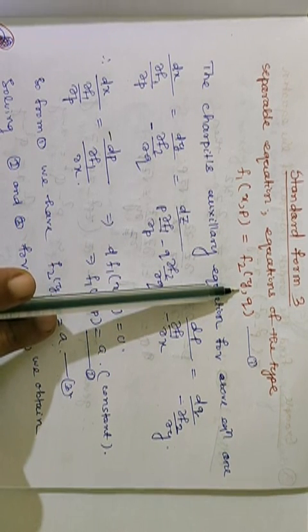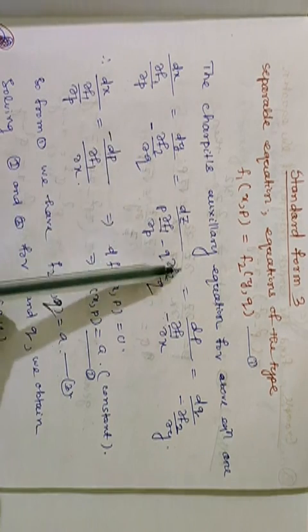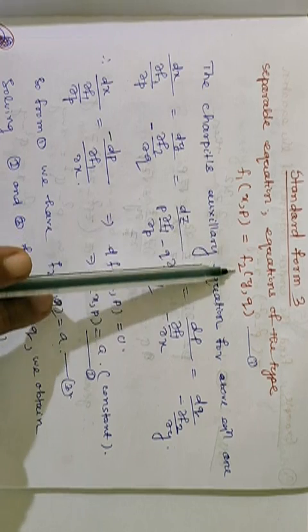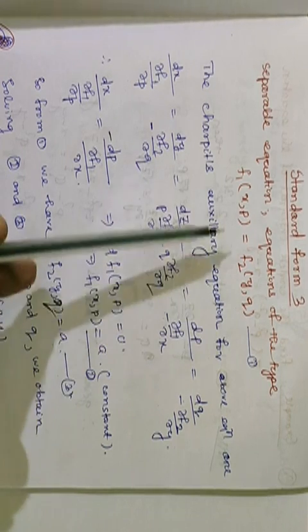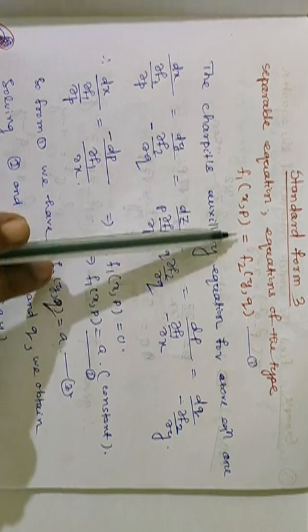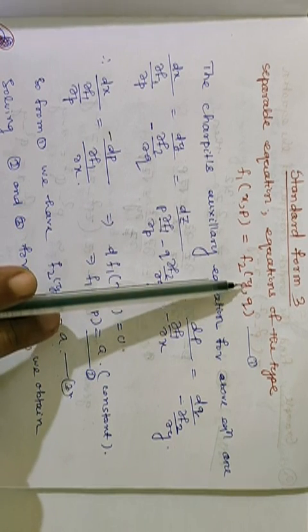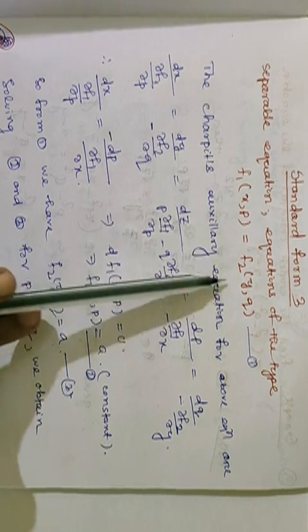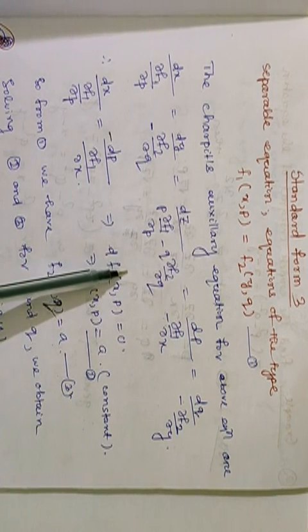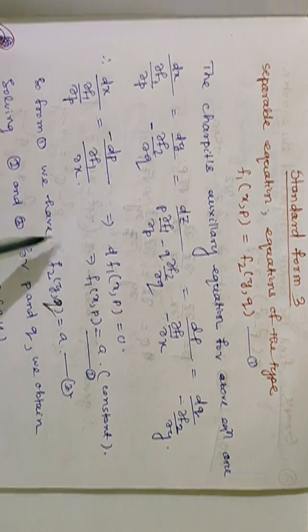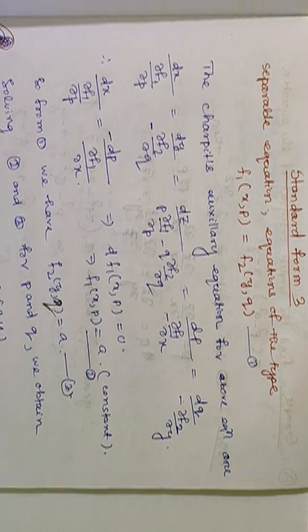There is no need to find Charpit's auxiliary equation. We directly put f1(x)p = a = f2(y)q. So p can be represented as a function of x and a, and q can be represented as a function of y and a. Now putting those values of p and q in the equation dz = p dx + q dy and integrating, we get the general solution, or the complete integral, of the equation.